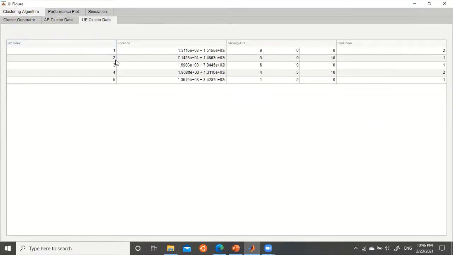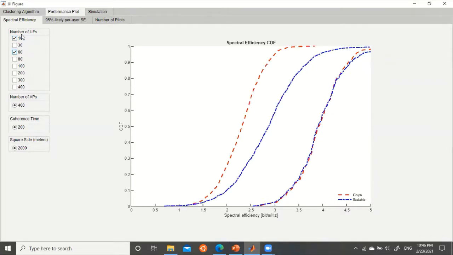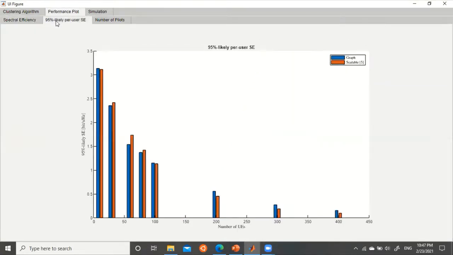And we can also see the UE data, which APs are serving these UEs and what pilot is assigned to this UE. We can also plot the spectral efficiency. Here we have the number of UEs. We cannot pick the number of UEs outside these values. It's a predefined number, so 10 and 60 and up to 400. We can also see the 95% likely per user SE here.